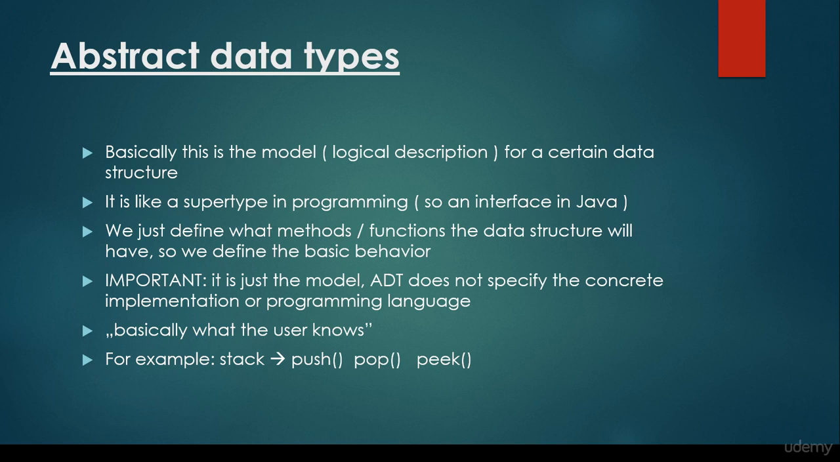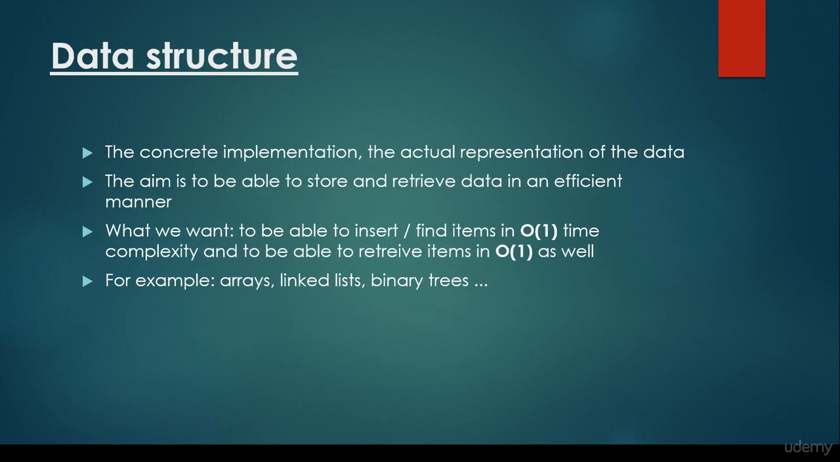But we know nothing about the concrete implementation, how we are going to store the items in the data structure, how we are going to implement the push method. We just know that push, pop, and peek methods are needed, and basically this is why the abstract data types came to be, because they define these behaviors.